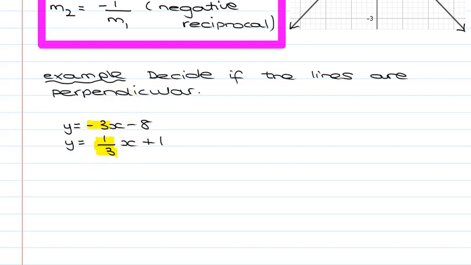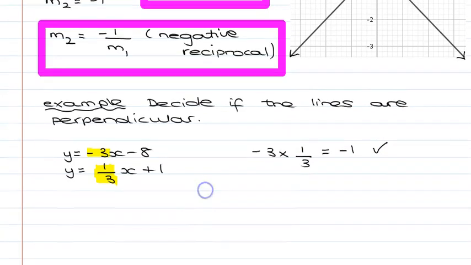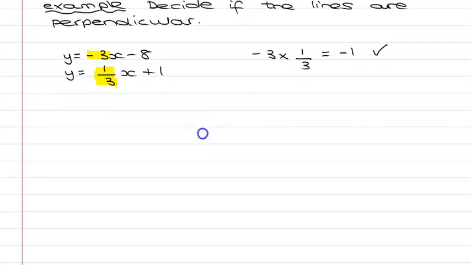So what we need to do is multiply those two gradients together to see if we get negative 1. Negative 3 times 1/3 is negative 1. Check. We don't need to check both properties, but just out of interest, let's look at the second property that we wrote down here. Is this the negative reciprocal of that? Yes. Therefore, these two lines are perpendicular to each other.